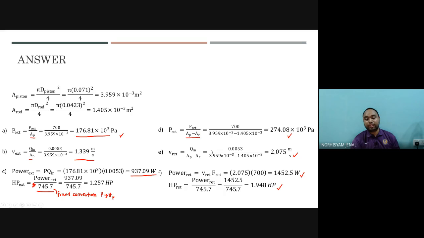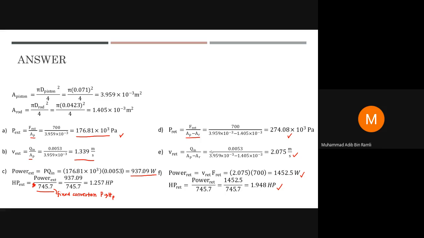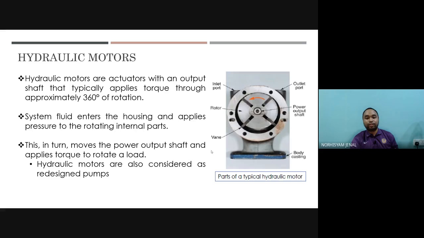Alright, quite simple kan? Ada problem? Adib ada, Adib Ramli. Adib? Ada. Okay boleh. Boleh, alright, so good.